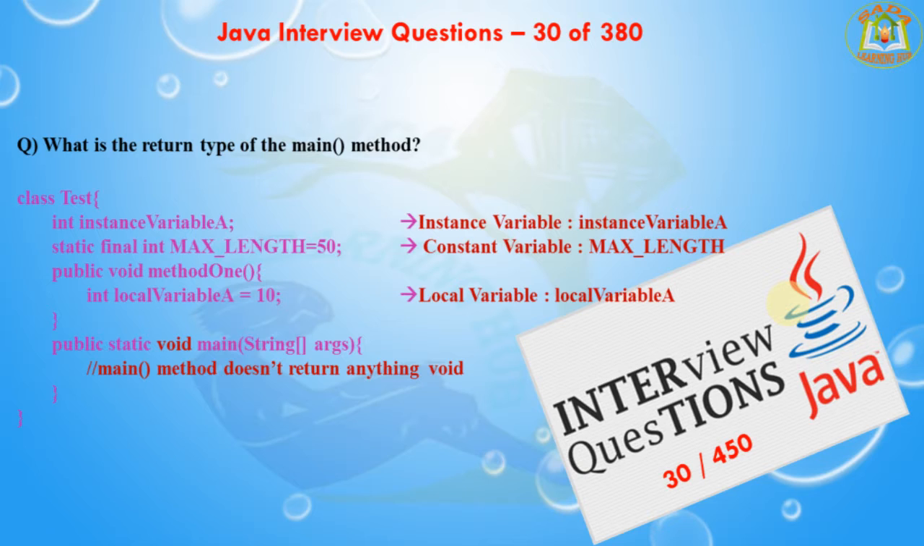The next question is, what is the return type of the main method? The main method doesn't return anything, hence it is declared void. See here, if you see this main method definition, public static void main, the void means it doesn't return anything. The main method doesn't return anything. That's why it is void.